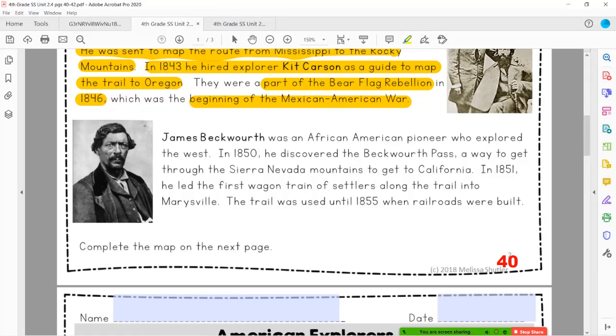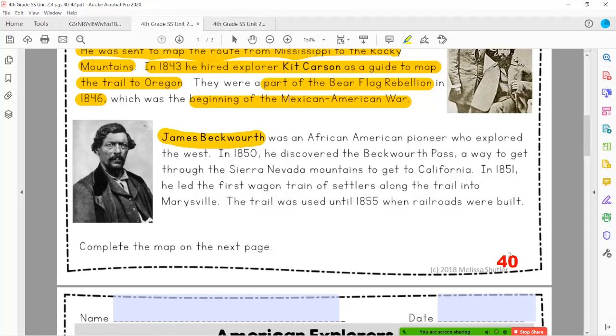Our last person is James Beckworth. He was an African-American pioneer who explored the West. In 1850, he discovered the Beckworth Pass, a way to get through the Sierra Nevada mountains to get to California. In 1851, he led the first wagon train of settlers along the trail into Marysville. The trail was used until 1855, when the railroads were built.